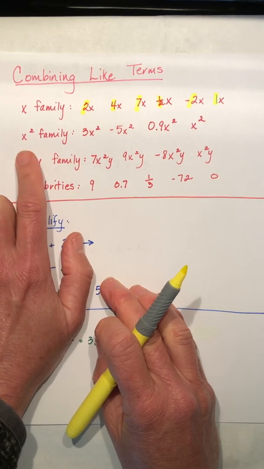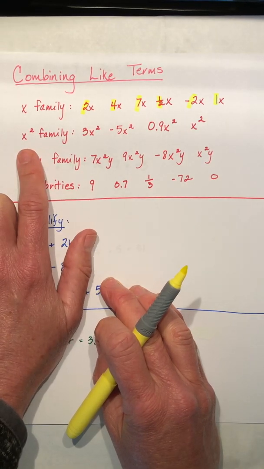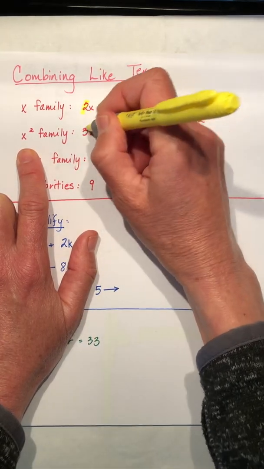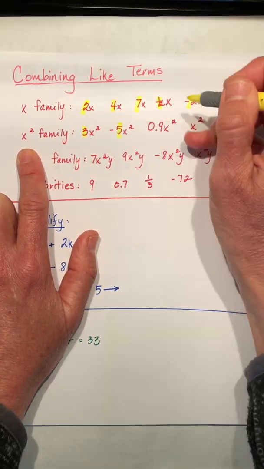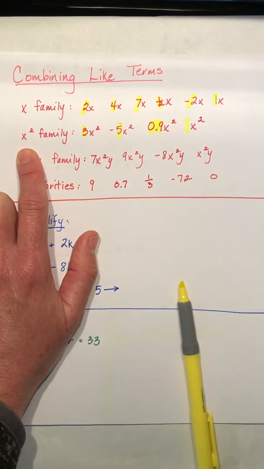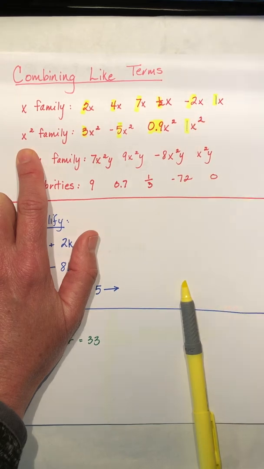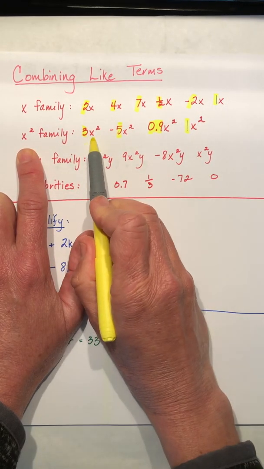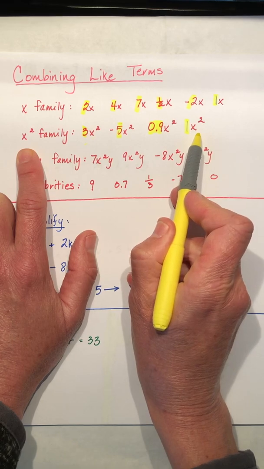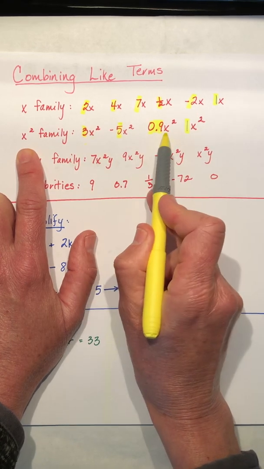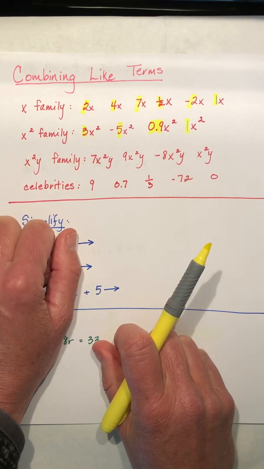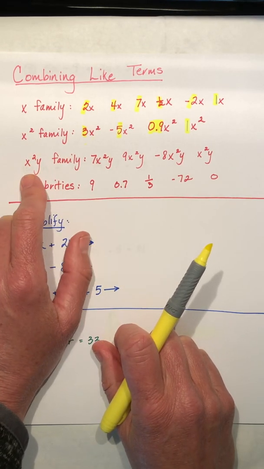Here's an example of the X squared family. Again, you don't need to be copying this down. If I highlight the coefficient, again, there's a 1 here. I can see that the X squared, the X squared, the X squared, and the X squared all match. So I could add or subtract these numbers. They are like terms.